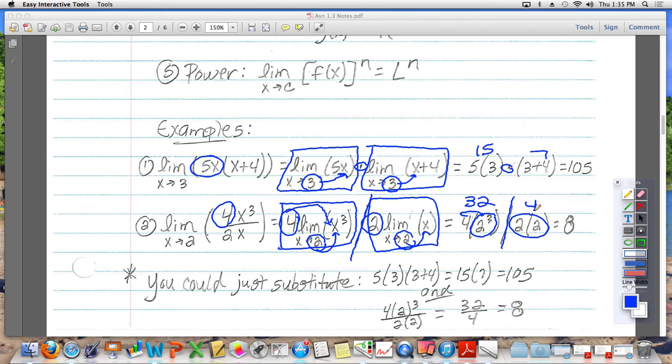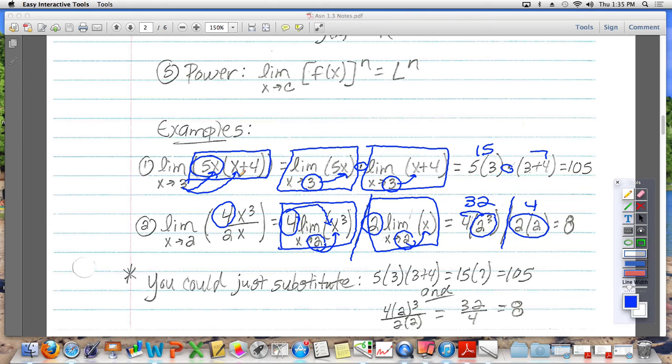You could just do this. Here's the original function. You were finding the limit as x approached 3 of 5x times x plus 4. The x value is 3, correct? This is just a polynomial. It's a continuous graph, so there's no tricks or anything else. All you need to do is take this 3 and plug it in for each of the x's. And then you just calculate the answer.